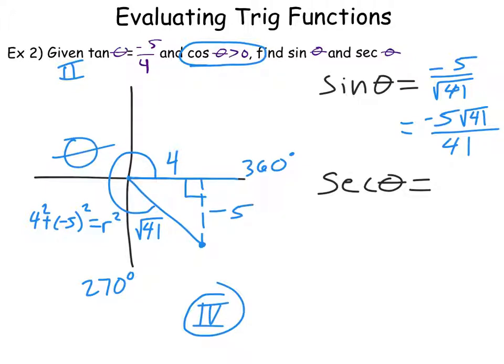Secant is r over x. R is the square root of 41, x is 4, and there you go. Okay, the work was figuring out what quadrant I was in and then getting my value for r. Once you have your diagram drawn, getting trig values is pretty straightforward. Okay, because at that point you've got x, y, and r.